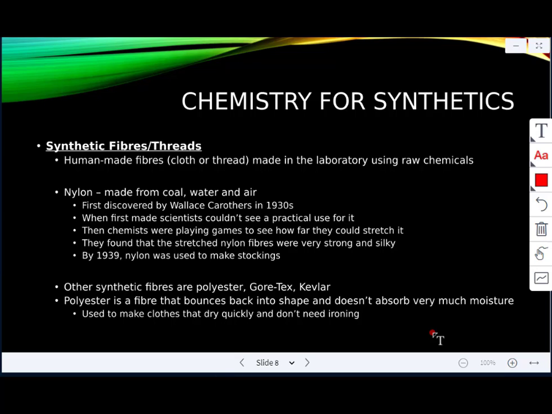He made it, but scientists couldn't see a real practical use for it. In the lab, these chemists were playing games to see how far they could stretch it, and they found that nylon fibers are very strong and silky. So in 1939, nylon started being used to make stockings. Other synthetic fibers are polyester, Gore-Tex, and Kevlar. Polyester is one that you've probably heard of. It's common in clothes.